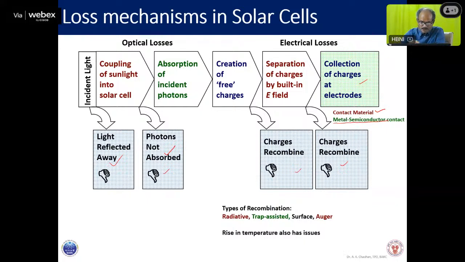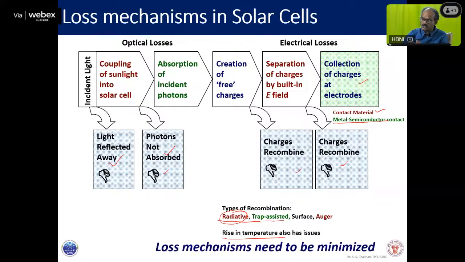Then there are these recombinations. We also saw trap-assisted recombination, radiative recombination, surface recombination, Auger recombination, and if they are non-radiative recombinations, then they lead to heating. So these are some losses which take place inside the solar cells.